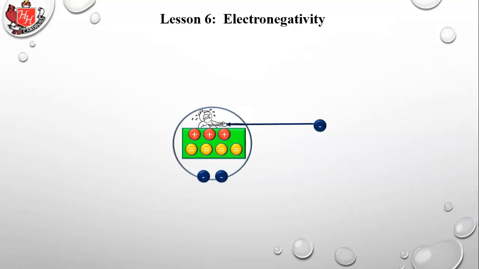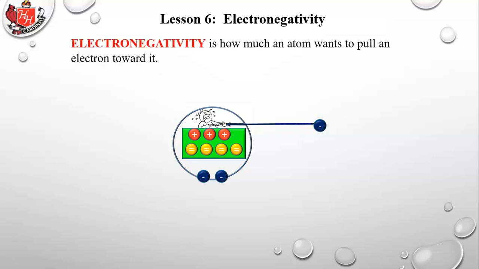Okay, electronegativity. It's kind of the same concept in a sense of how much an atom wants to pull in an electron or hold on to an electron, but electronegativity is how much an atom wants to pull an electron towards it. So ionization energy is how much energy it takes to pull an electron away from an atom. Electronegativity is how much an atom wants to pull an electron toward it. The two are kind of similar in that they both have to do with how much the atom pulls on electrons, but a different concept, as electronegativity more deals with pulling in outside electrons.